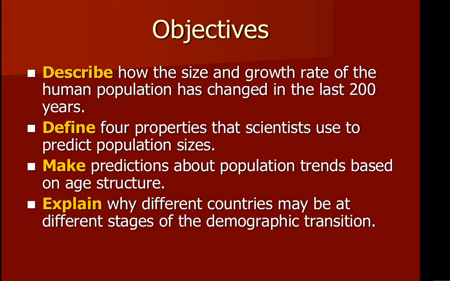What we're going to talk about today is how the size and growth rate of the human population has changed, specifically over the last 200 years, because that's really when it started to grow exponentially. We're going to talk about why that is and what has contributed to that exponential growth. And then we're going to define four properties that scientists use to predict population size. So, how do they study population? And then, how do they make predictions about these population trends based on ages of the population? And then, we're going to talk about why different countries may have different population growths or different stages of that demographic transition.